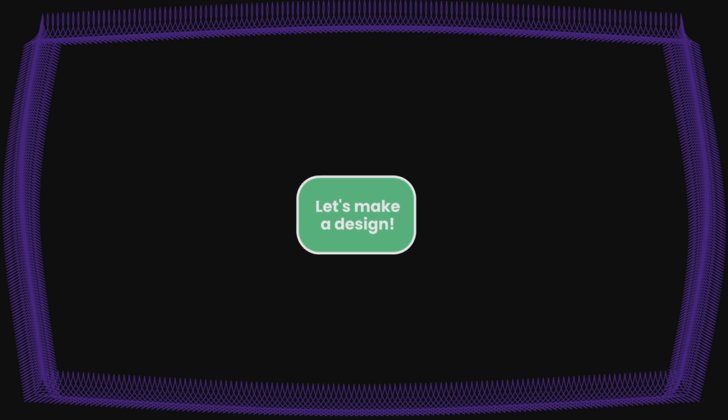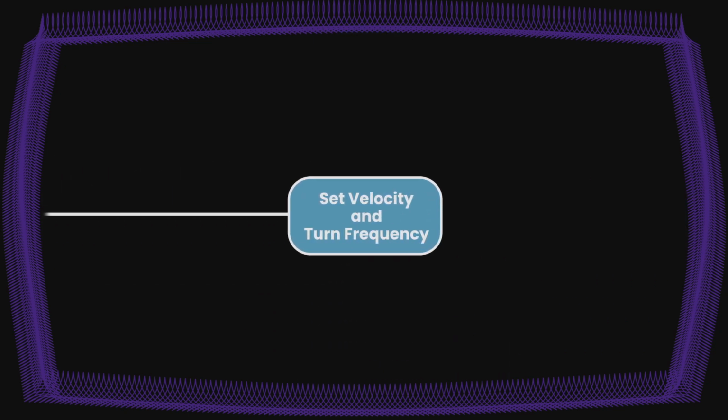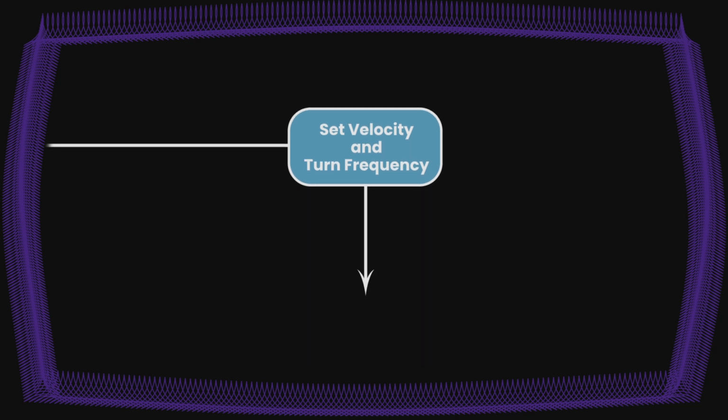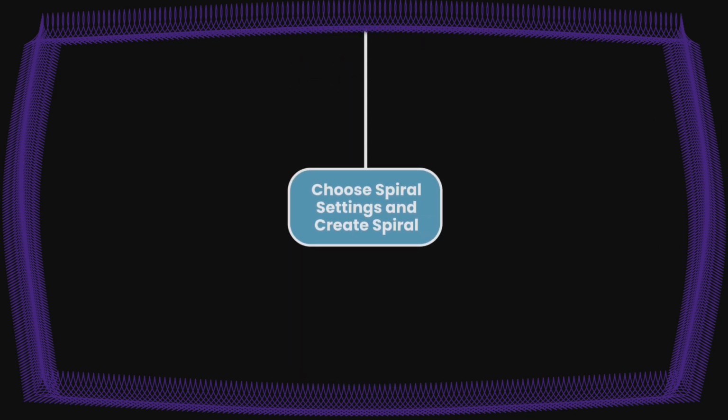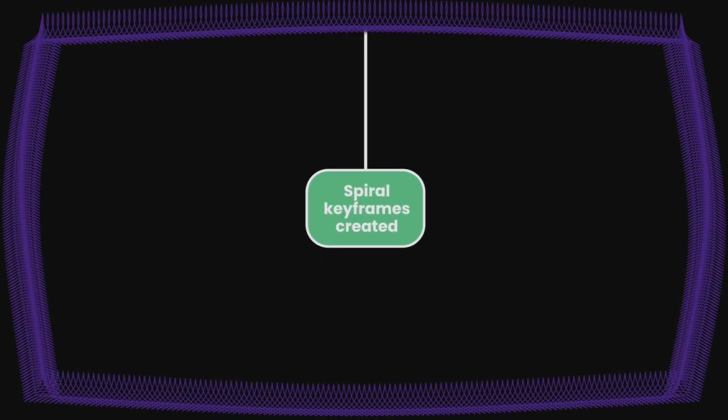When you're first using the Segments tool, it may be a bit confusing to remember the steps necessary to get a new Polygon tool, especially if you're using the Polygon Spiral Creator. Those steps are: if you're using the Spiral Creator, set the velocity and turn frequency to start. Then select your options in the Spiral Creator, then press the Create Spiral button. This step creates the keyframes which the tool will then interpret to create the animation.